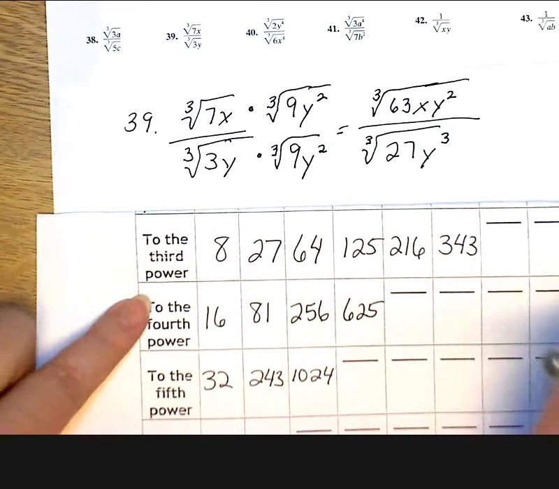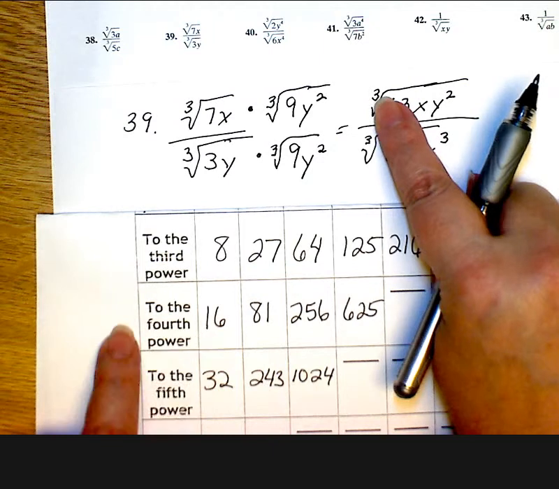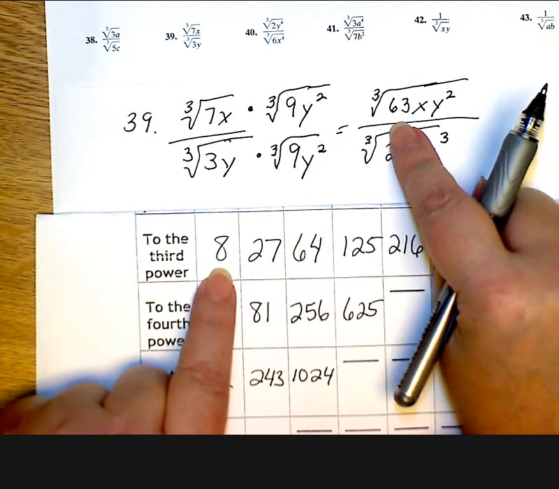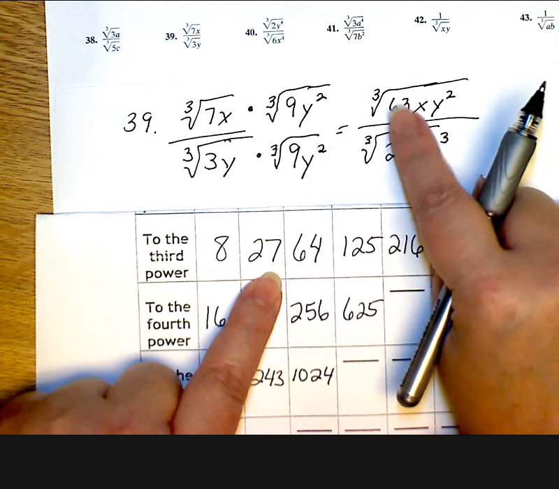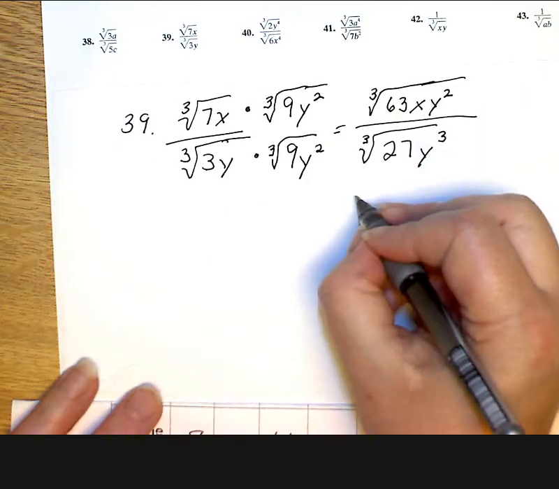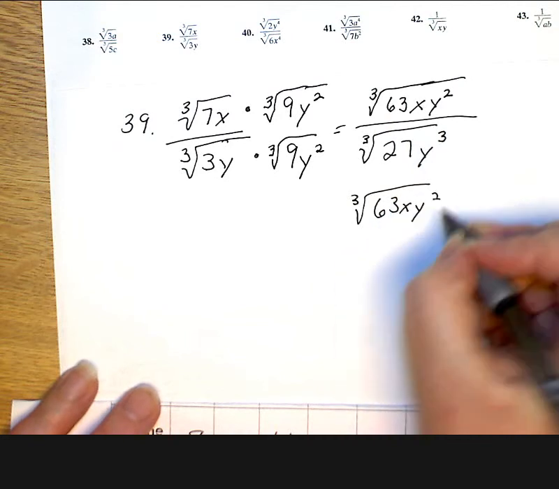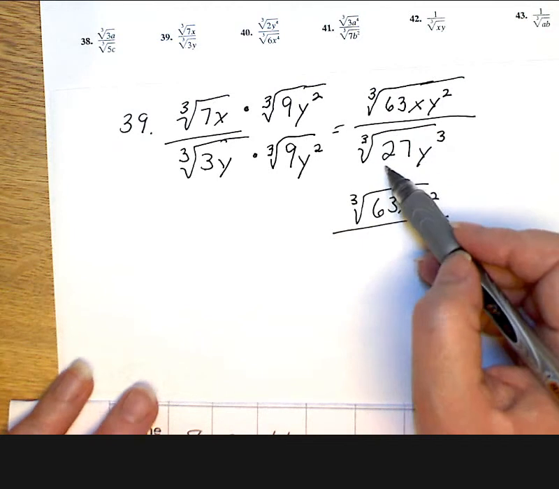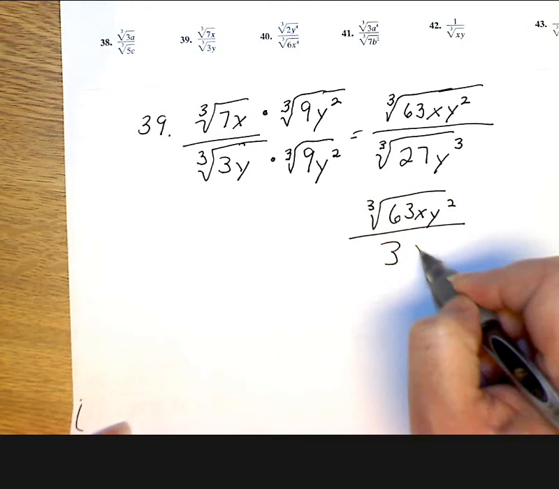You have to ask yourself, is there a perfect cube in 63? We're at the cube root, so we have to say, does 27 or 8 go into 63? Nope. So these two don't go into it, so that's going to stay the same. So our top is going to be the cube root of 63xy squared over, what's the cube root of 27? 3. And y, because the cube root of that.